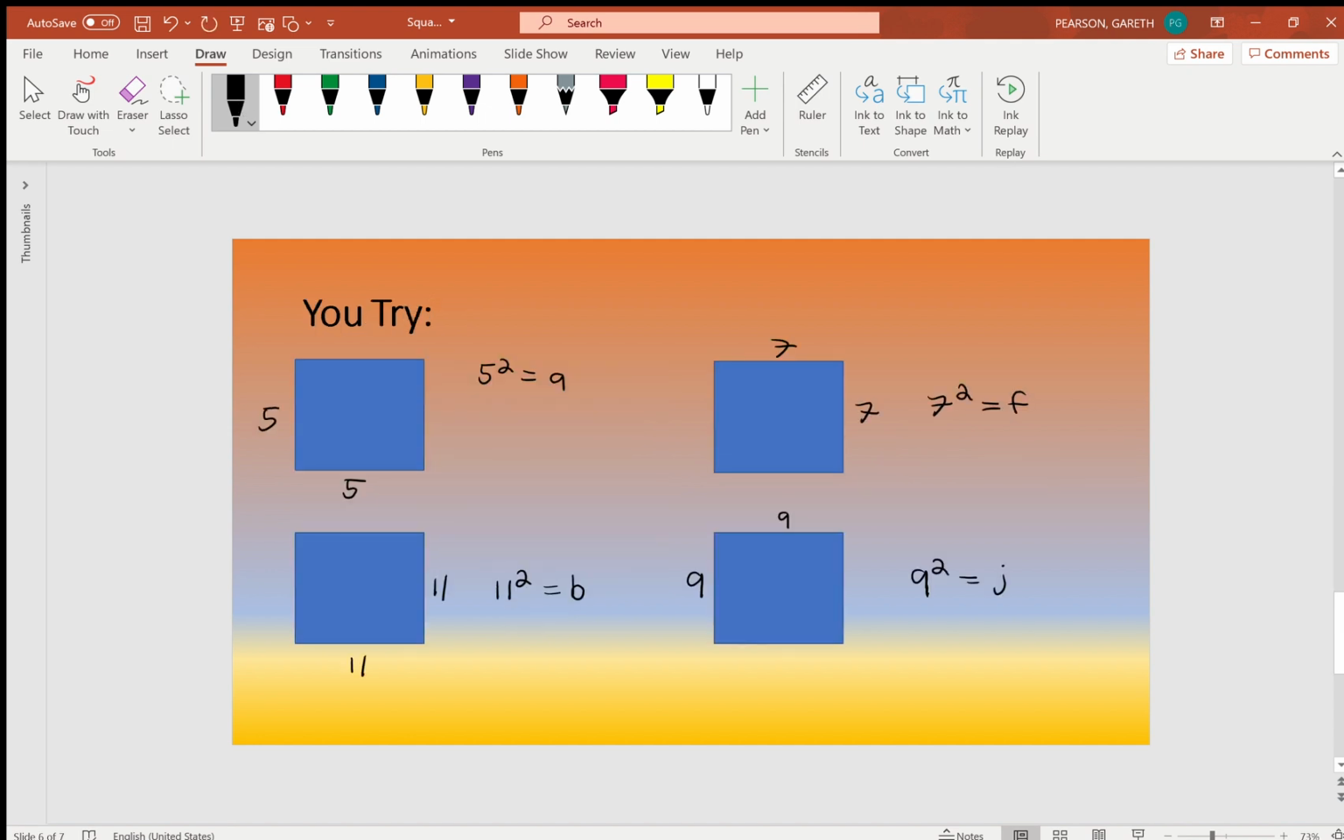Here you have a few problems. The problems are basically 5 squared equals what? 11 squared equals what? 7 squared equals what? 9 squared equals what? I encourage you to pause the video and try to solve this on your own.